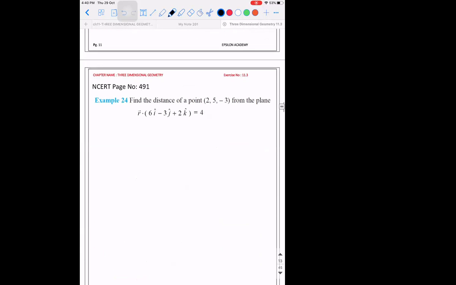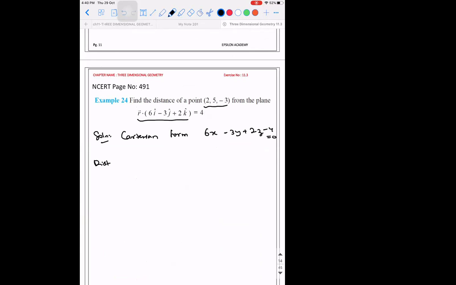See guys, find the distance of a point from the plane. Solution. Whenever you're dealing with a plane, my suggestion would be you deal with it in the Cartesian form. So what is the Cartesian form, guys? 6x minus 3y plus 2z equal to 4. That is 6x minus 3y plus 2z minus 4 is equal to 0. We'll bring it to the standard form.